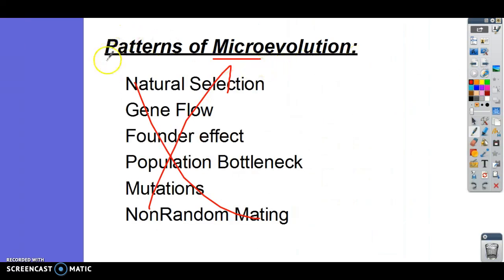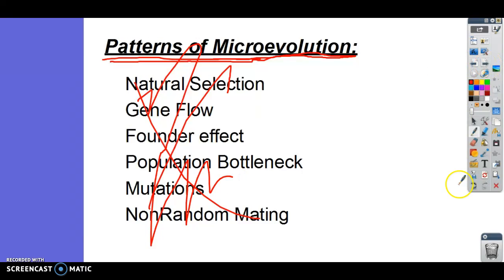So today, here's what I need you to write for your title. Patterns of microevolution. What does this mean? We're going to be talking about how microevolution happens. How do we get those allele frequencies changing? You calculated allele frequencies. Well, how do they change? We're going to talk about that. And again, don't write all this stuff. We're going to go through these one by one.